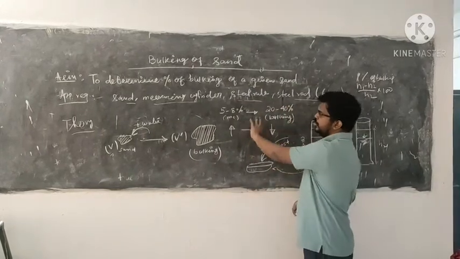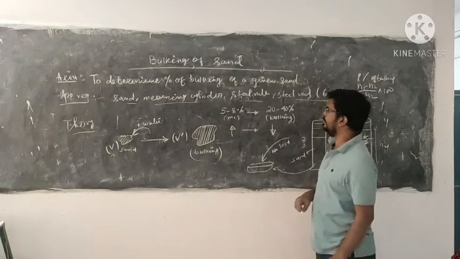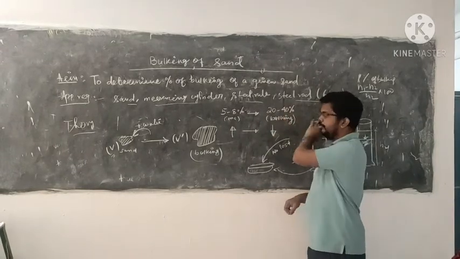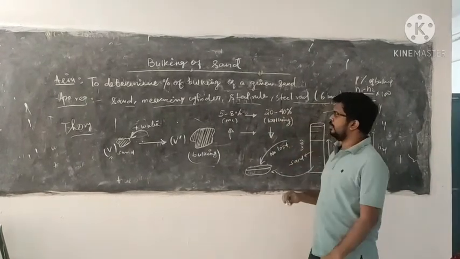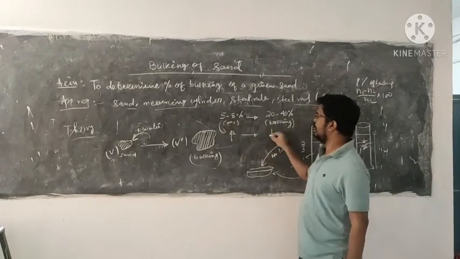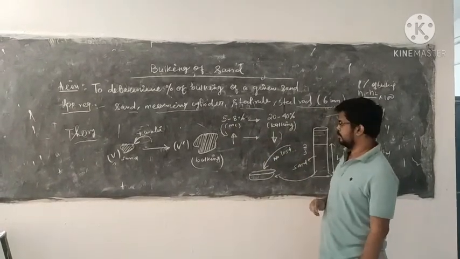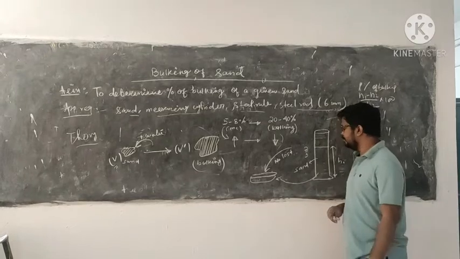If the moisture content is within 5 to 8%, then our bulking will be 20 to 40%. But beyond that, our bulking will decrease. So let's discuss the procedure.